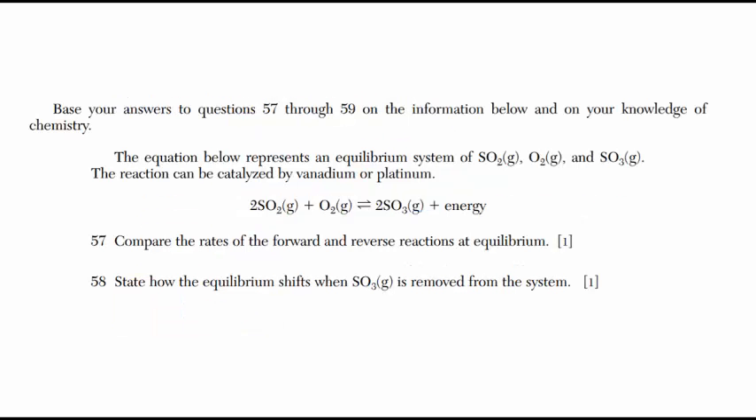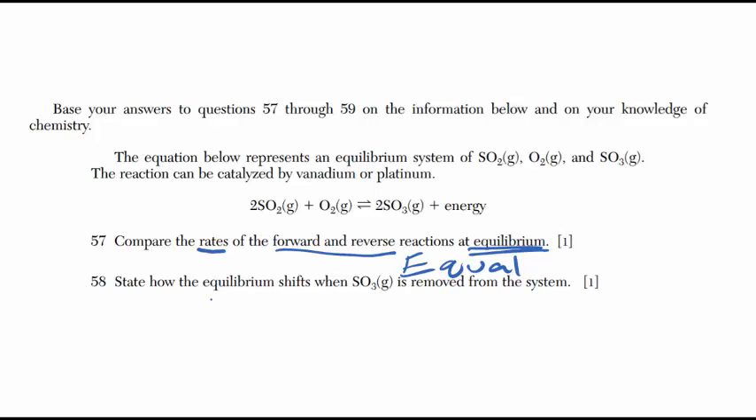Okay, short answer questions here. The reaction below represents an equilibrium system of sulfur dioxide gas, oxygen gas, and sulfur trioxide gas. The reaction can be catalyzed by vanadium or platinum. Compare the rate of the forward and reverse reactions at equilibrium. All I had to do was see the word equilibrium to tell me that the forward and reverse reaction rates are equal. That is a necessary condition of equilibrium.